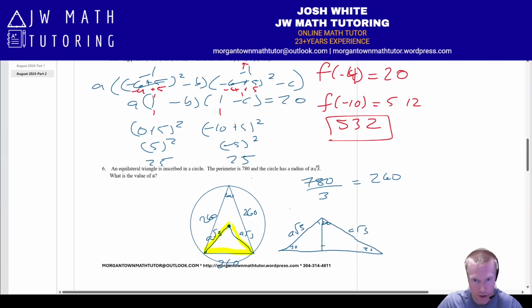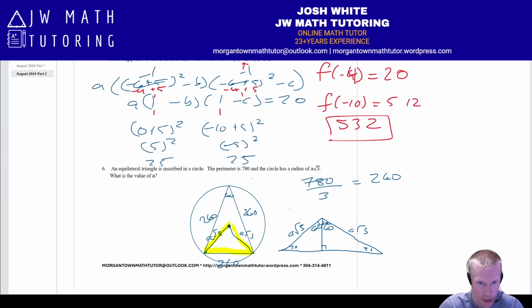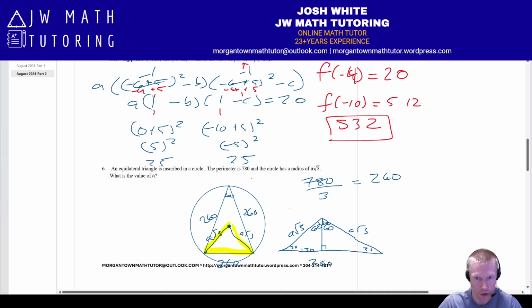Then we drop this down. It makes two congruent triangles. Again, ignore the poor drawing. This is 60, this is 60. So now what we have to do is basically this whole thing down here is 260. So it gets split up into 130 and 130.